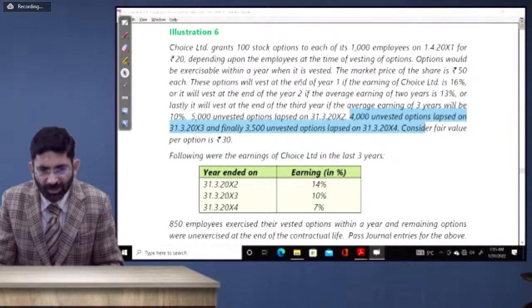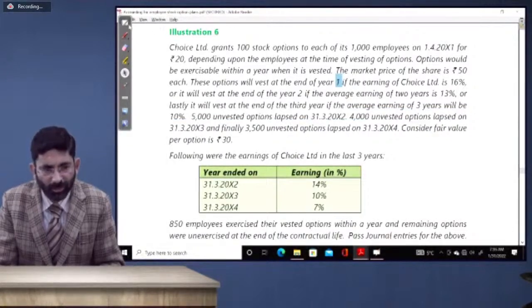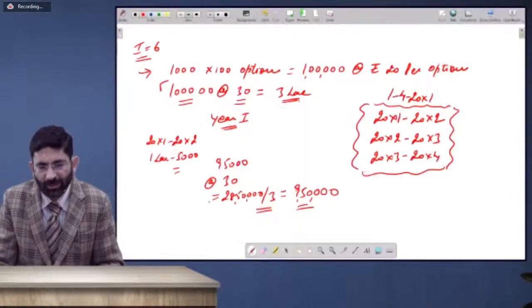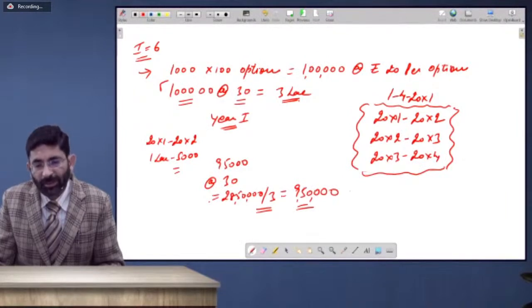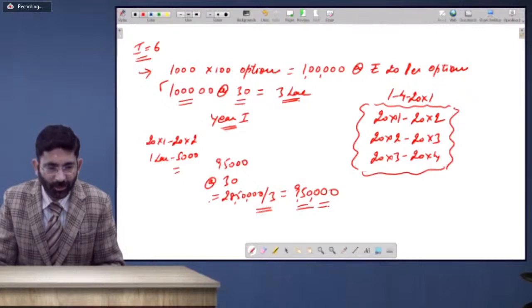These options will vest at the end of year 1 if the earning of the company is 16%, and according to my opinion, this should be it. Let's do accordingly. Then I will review it in the next lecture if there is any change. I will check it out and then tell you. Otherwise, it should be done in this way, divided by 3. So it should be 9,50,000 in the first year. In 2011-12, it should be 9,50,000.